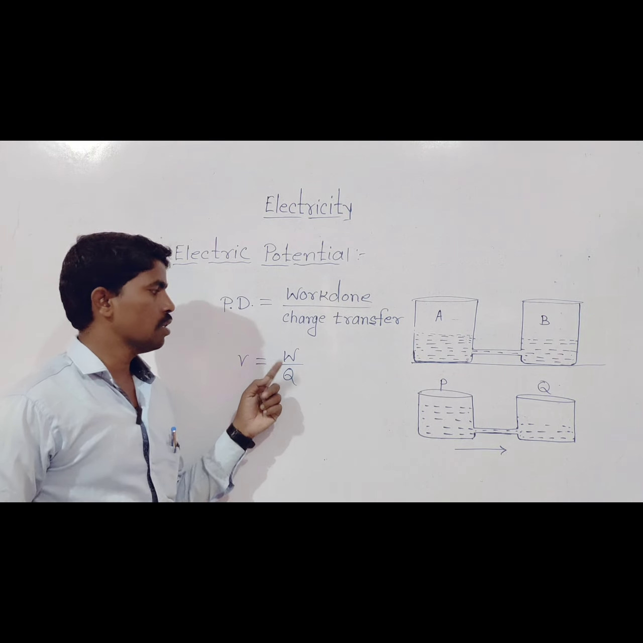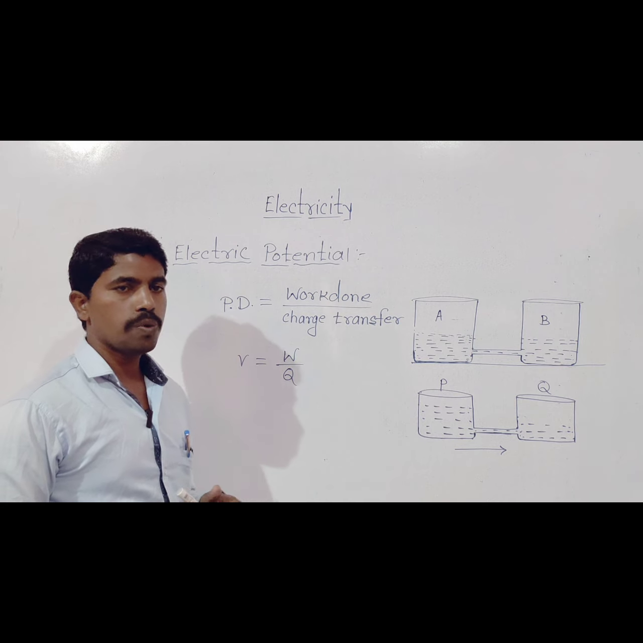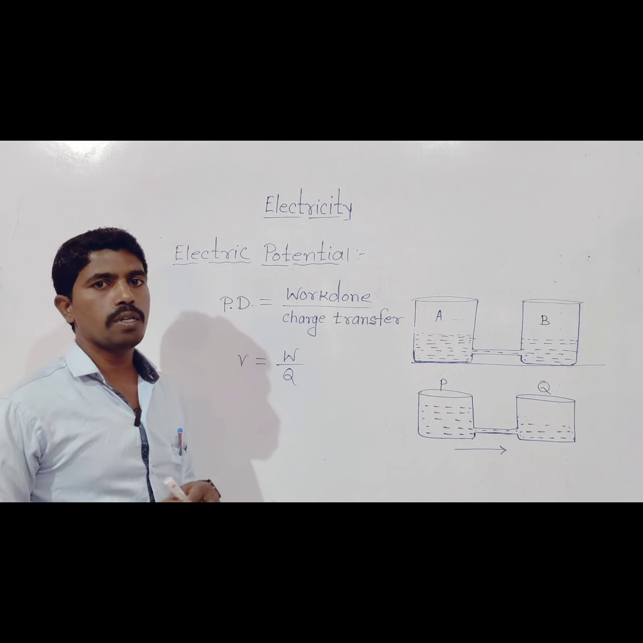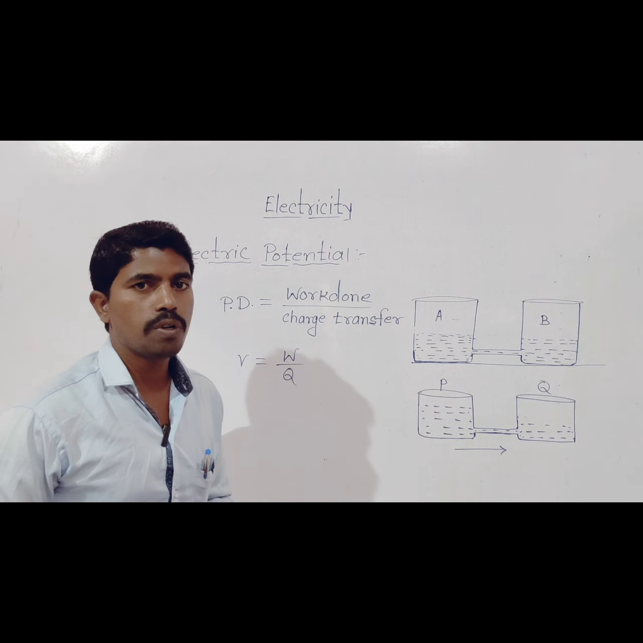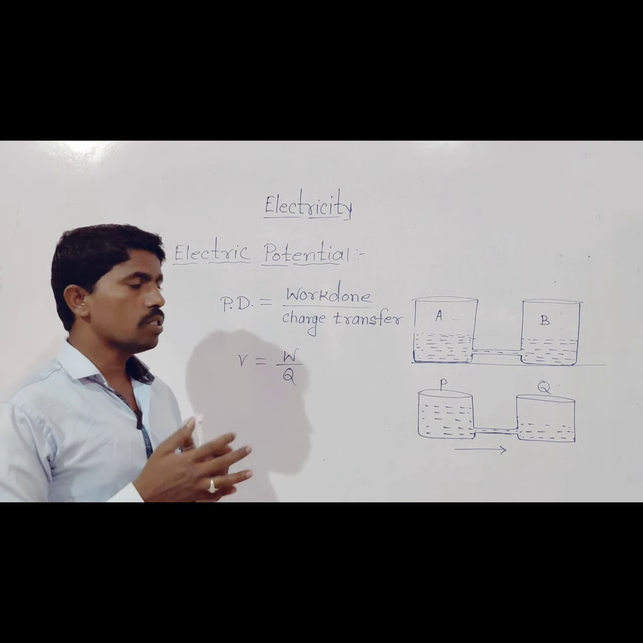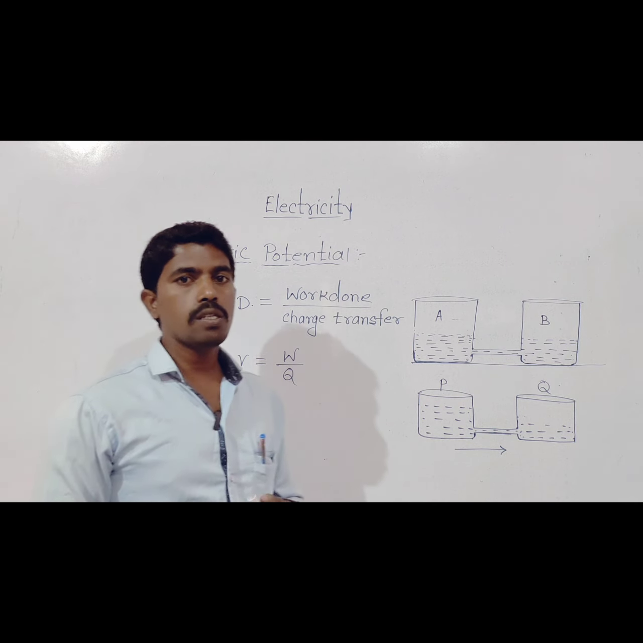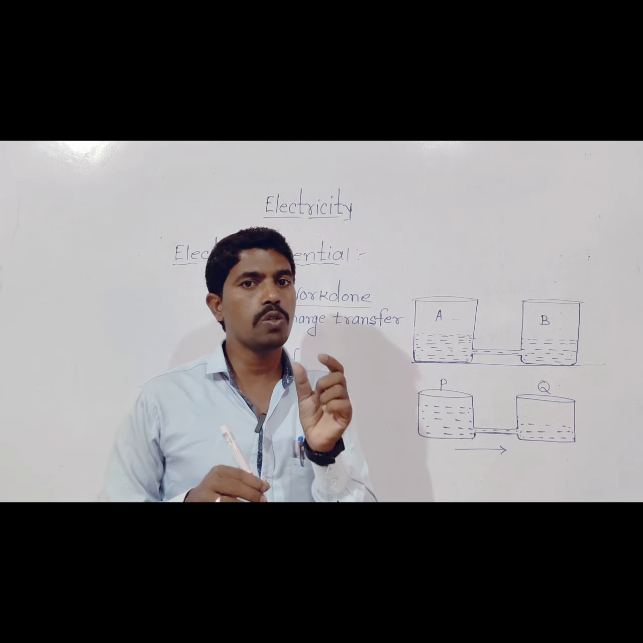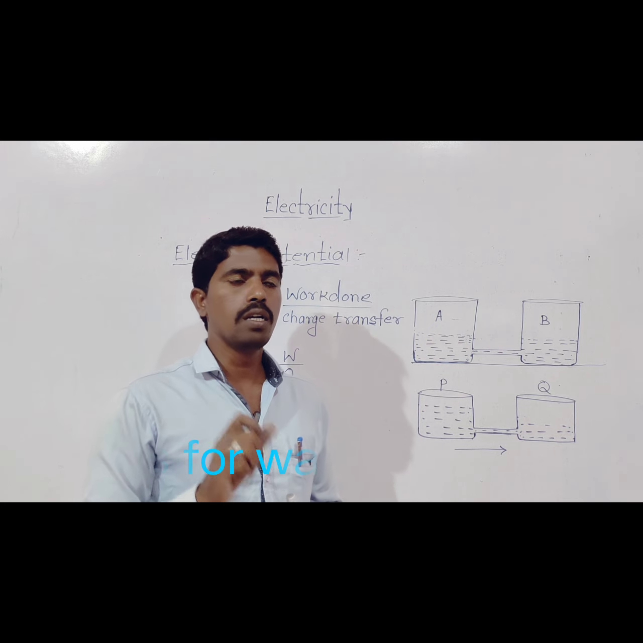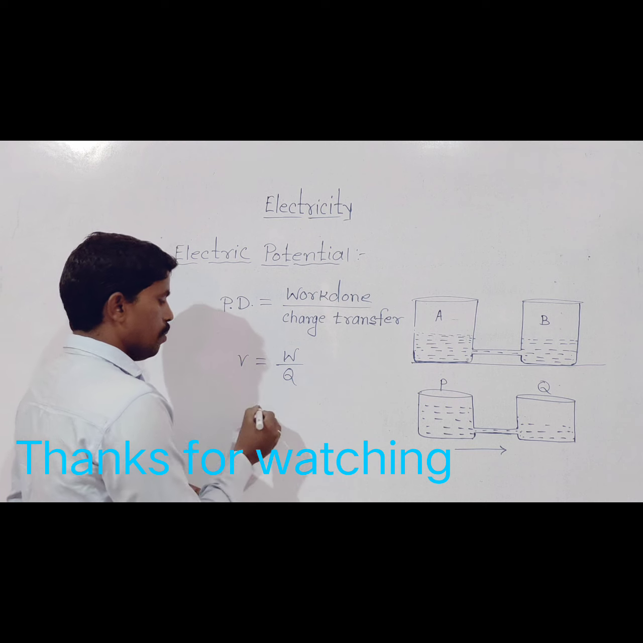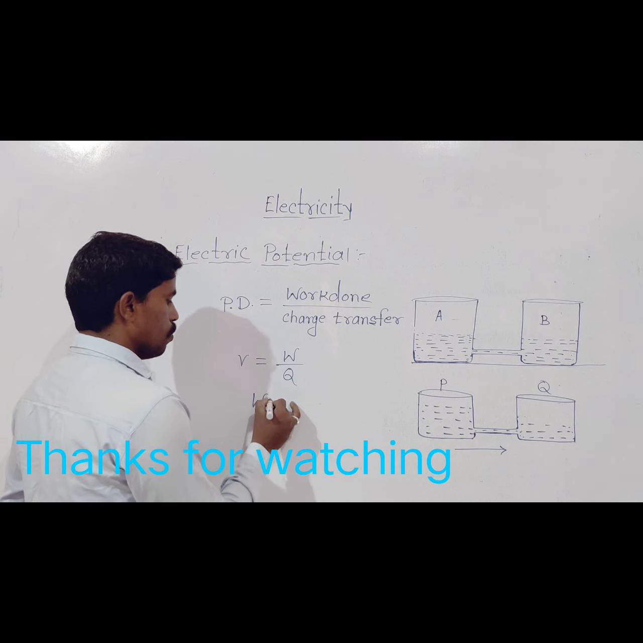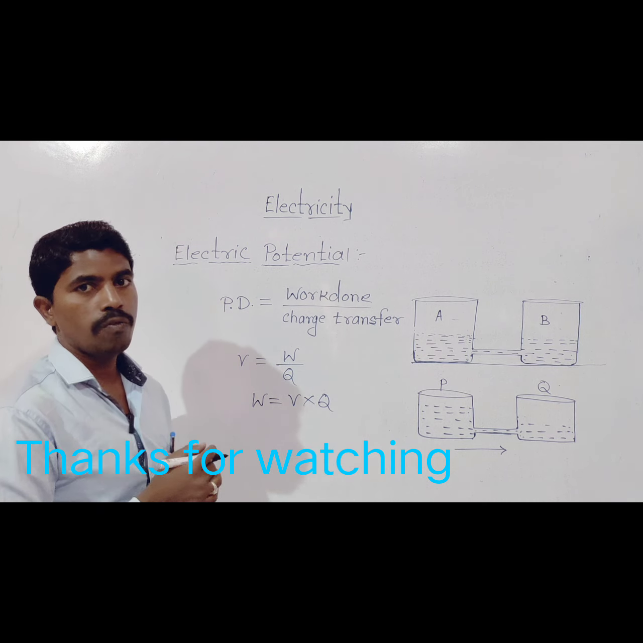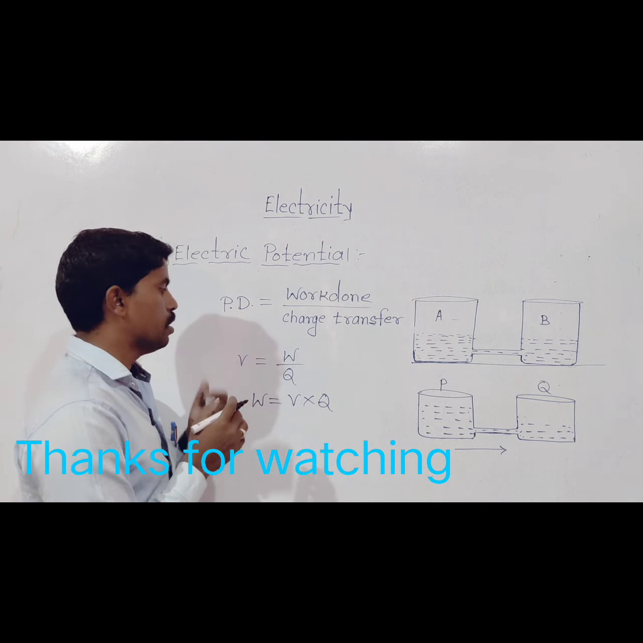W is the work done and Q is the charge transferred from one point to another point, and V is the potential difference. I have told that potential difference means voltage. Potential difference means what? Voltage. That is the difference in the level of electric charges between 2 points. That is the potential difference. Here W is equal to V into Q.